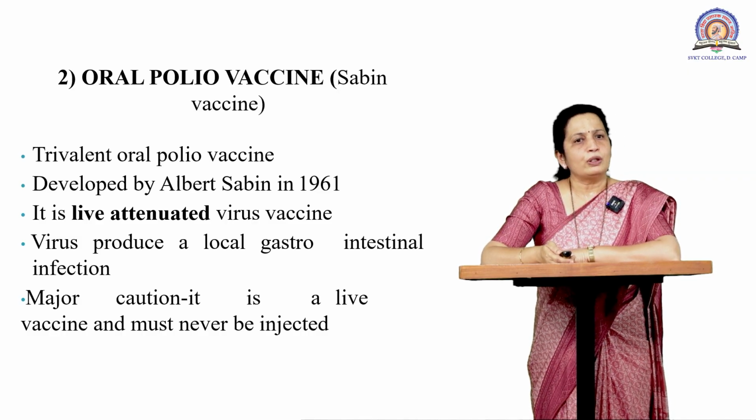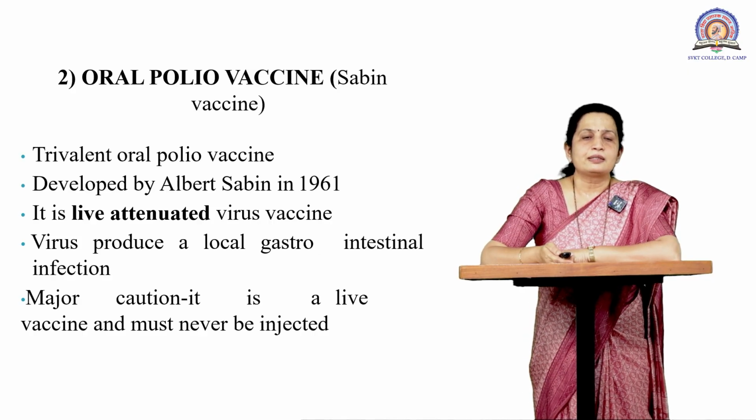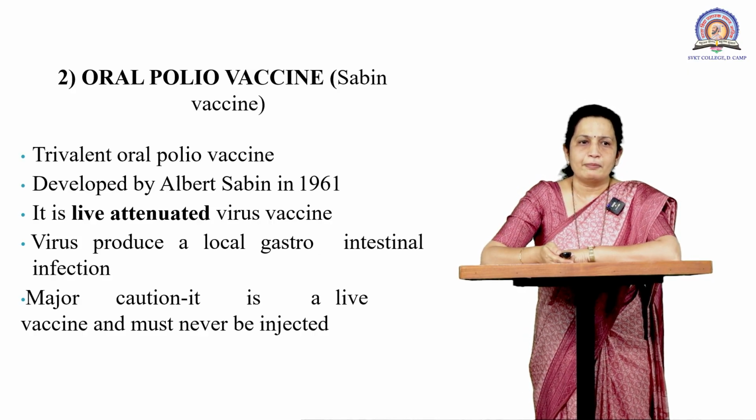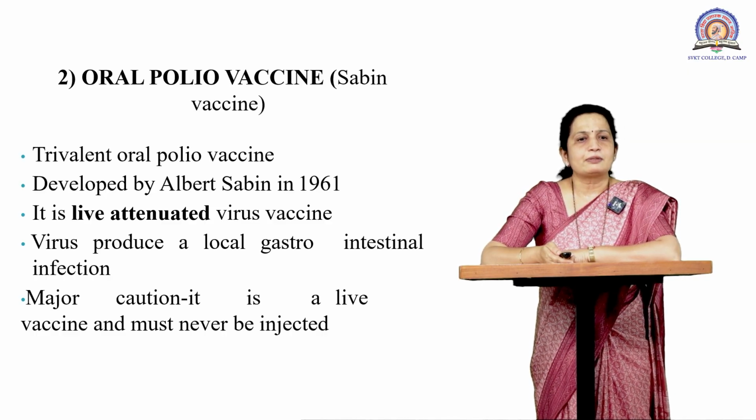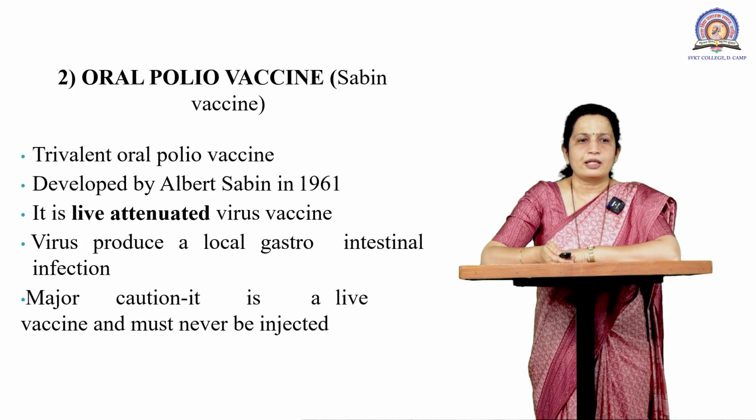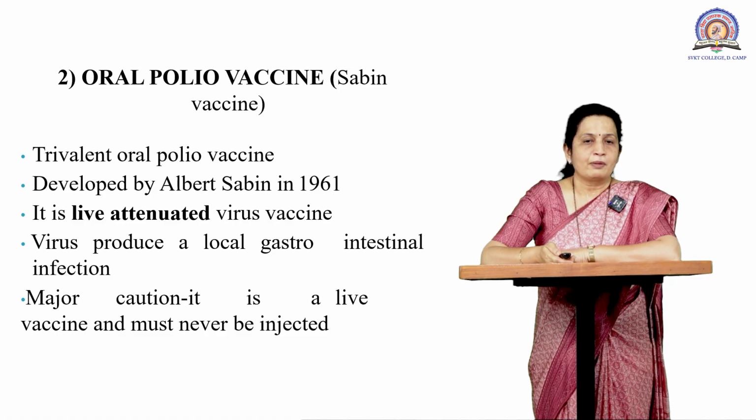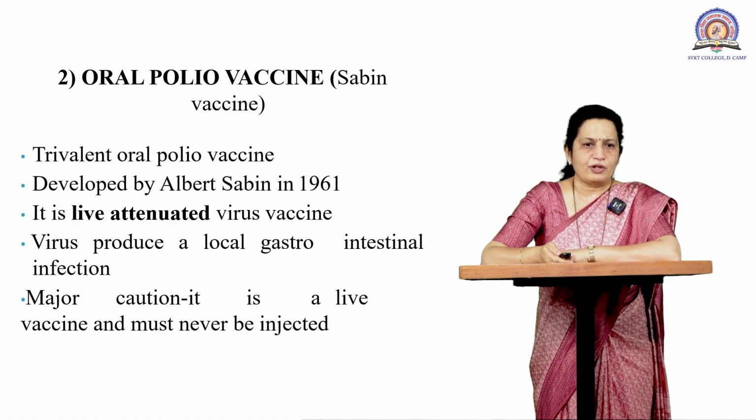In the same way, all three serotypes are used. This was developed by the scientist Albert Sabin. It is a live attenuated viral vaccine. Now, when this virus particle enters the body, it will produce a local gastrointestinal infection, but that will be a very mild type of infection.